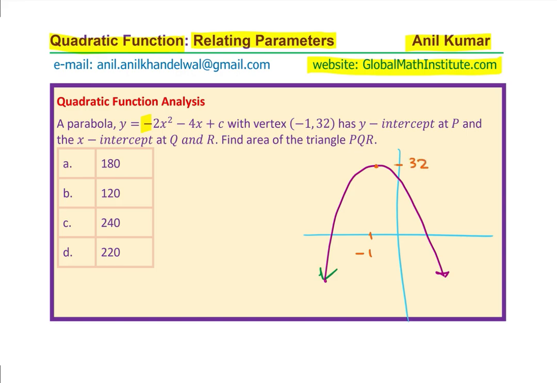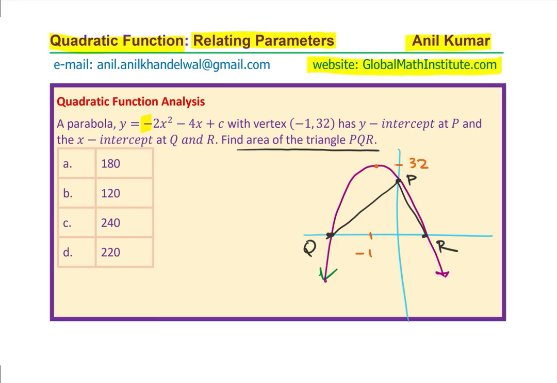It does have a y-intercept, which we are calling point P, and the two x-intercepts, we are calling them Q and R, right? As you can see, a triangle PQR is formed, and what we need to do is find the area of this triangle. So you need to find the area of triangle PQR.